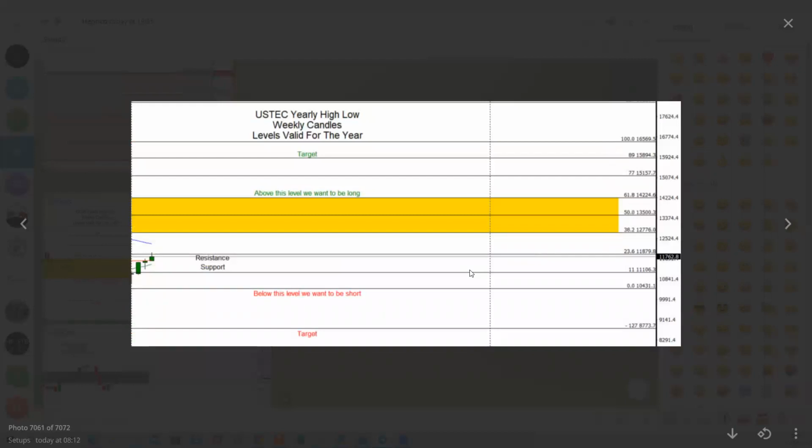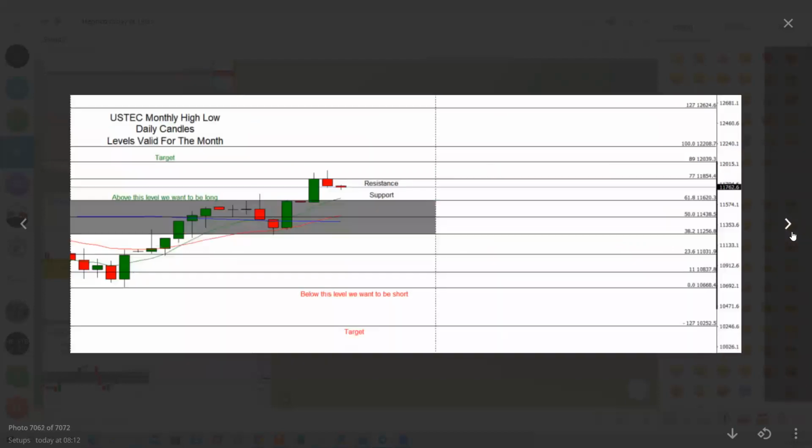On the US Tech yearly high-low, currently between levels of 23.6 and 11. If you look at the moving averages, 50 is above 21, above 8. That's indicating trend is down. So now we're looking for a push below the zero level to aim for the minus 127 target.